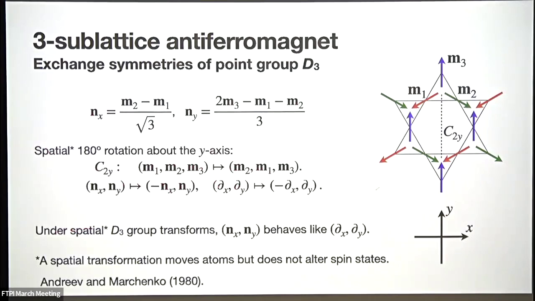That's the same way in which the components of a spatial vector change, like the gradient, for instance. Partial x under this C2 rotation will flip the sign, and partial y will not. So that tells us what symmetry properties these staggered magnetization vectors, or the spin frame vectors nx and ny, have. They behave like the components of the gradient. And that will help us formulate the field theory of these vector fields.